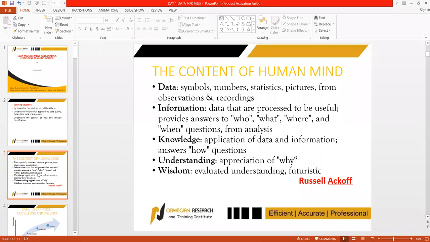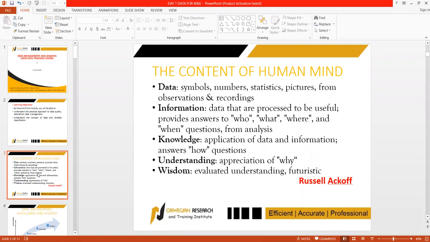I just want to highlight, what is it that we call data? Russell Ackoff, a psychologist, indicated that in the mind of all human beings, there are some specific keys that are absorbed in people's minds very fast. One of them is data. Data is represented in the human mind with symbols, numbers, statistics, pictures, observations and recordings. So when you present information in terms of data, it goes deep into the human mind, and people can recall it very easily when you do a good presentation using very good visual display. Then information is also a component of our human mind.